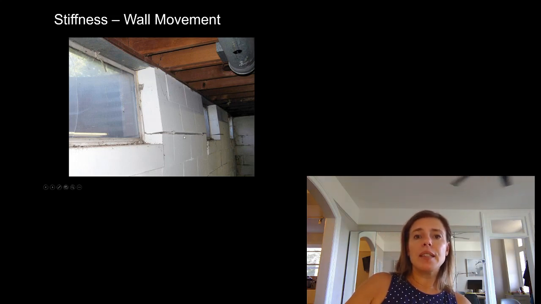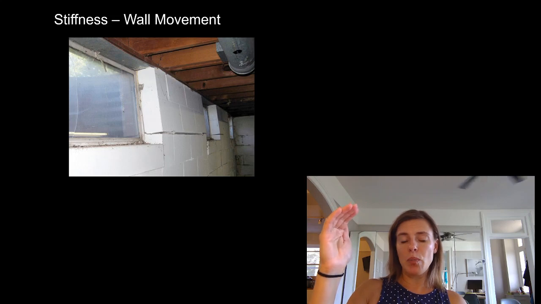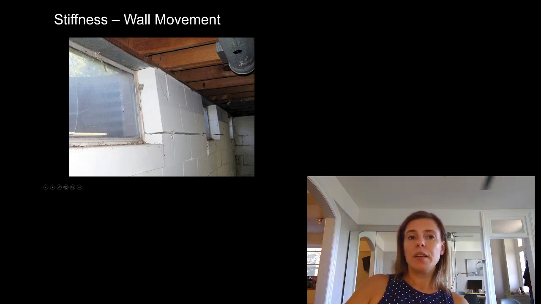In this particular case, it looks like they didn't put any rebar in. So when that wall bent, the masonry block had one side in compression and one side in tension. The compression side is doing okay. The tension side, because concrete and masonry do not like tension, is failing.